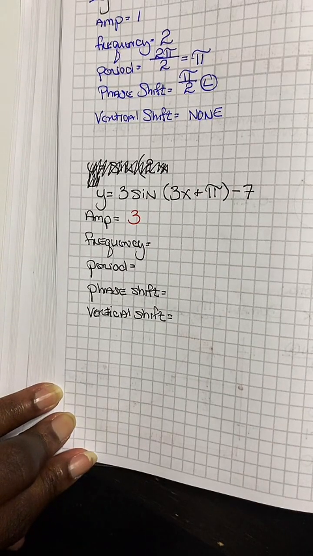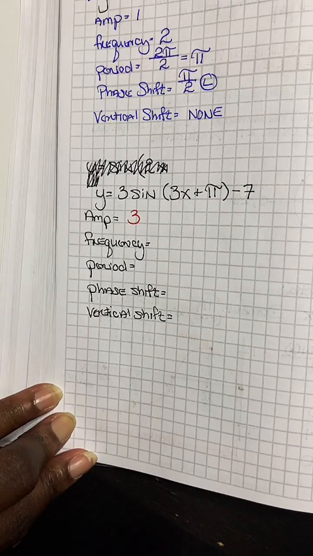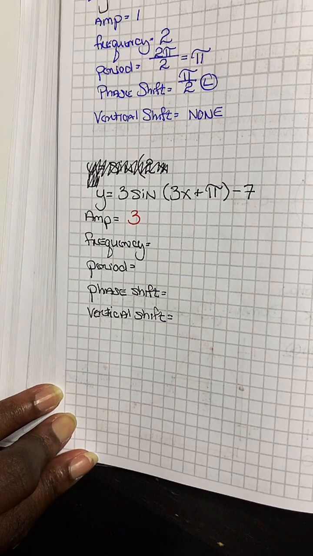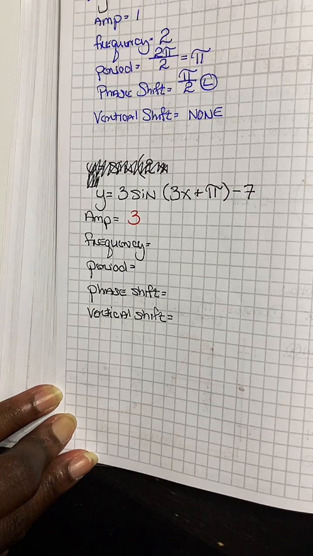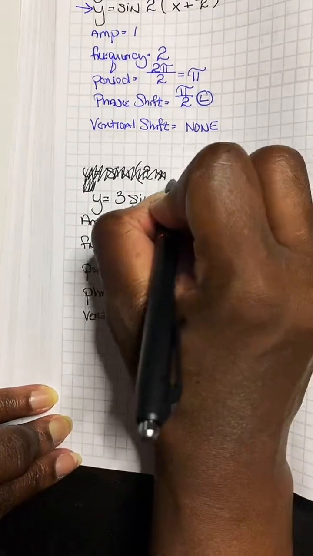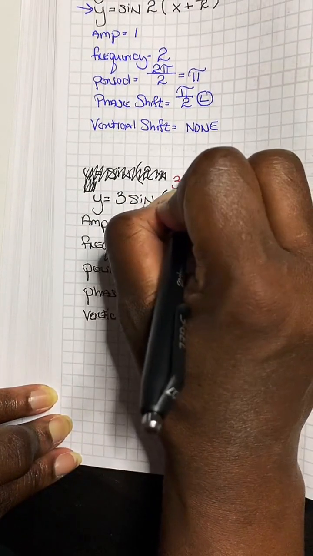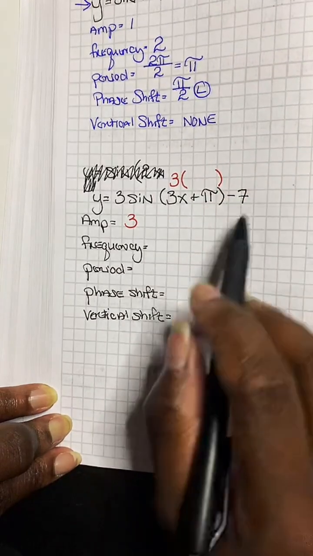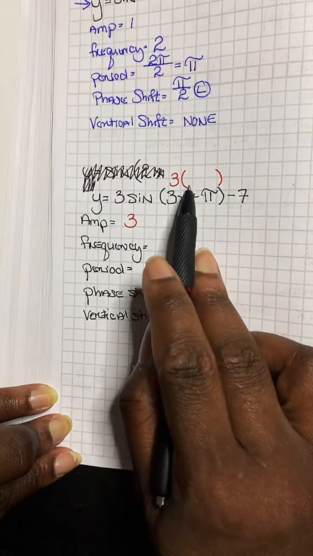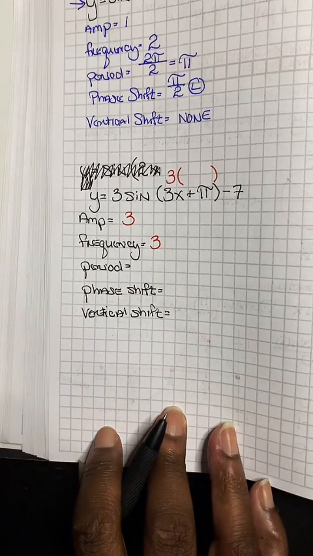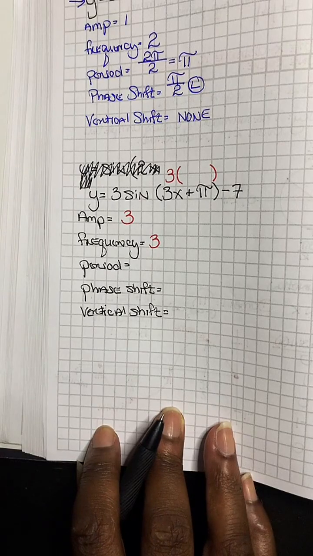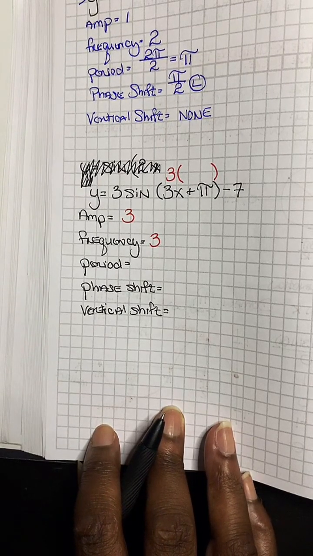What is my frequency? 3. Okay, that was from earlier. We've got to factor it out. But even if we factor it out, our frequency is still a 3. But what's going to remain inside the parenthesis when we factor out this 3? What will stay inside the parenthesis?